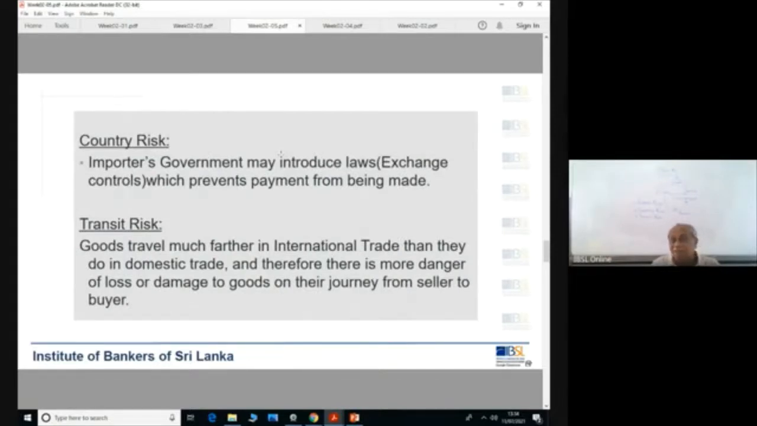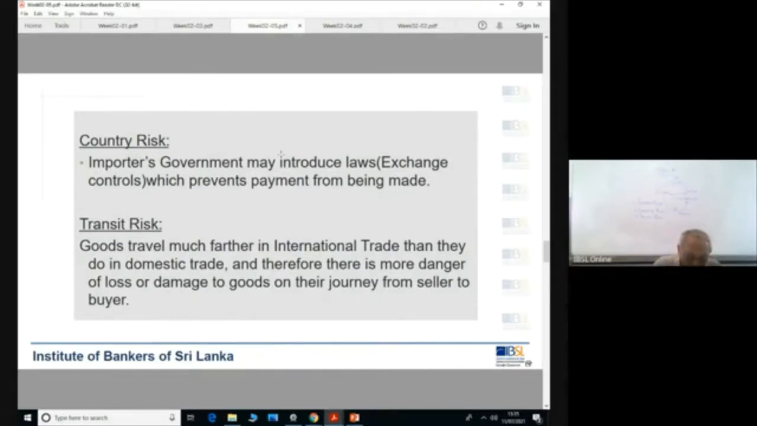The second one is country risk. The importer's government may introduce laws, exchange control, which prevents payment from being made. Okay, I have explained this to you. The transit risk. Goods travel much farther in international trade than they do in domestic trade. So because of that, there can be a danger of loss or damage to goods on their journey from seller to the buyer. Right?